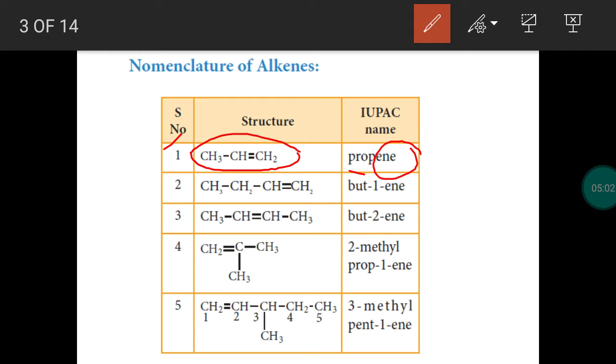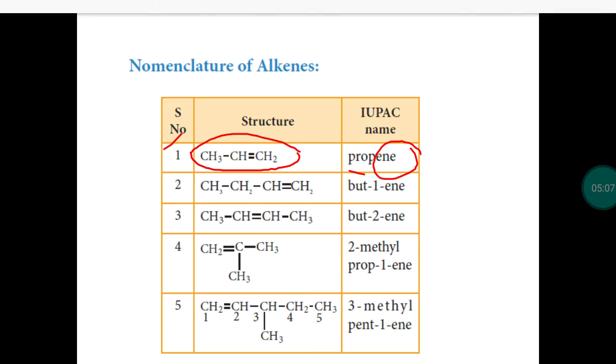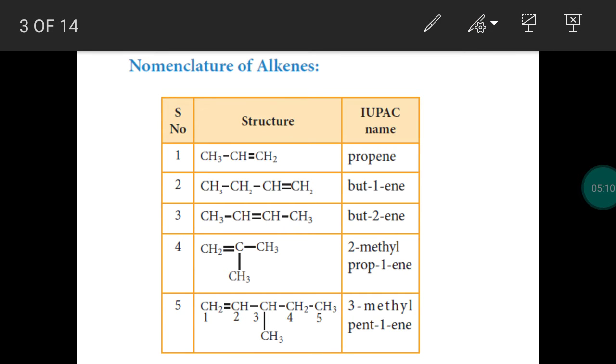So here we don't have any special functional group. We have only a double bond. So we don't have branches or substituents in the first example. So 3 carbon atoms present. So the root word is prop. And we have a double bond. So the primary suffix will be ene. We don't have a functional group, so we need not mention the functional group. That means the secondary suffix. So the IUPAC nomenclature of the first member is propene.